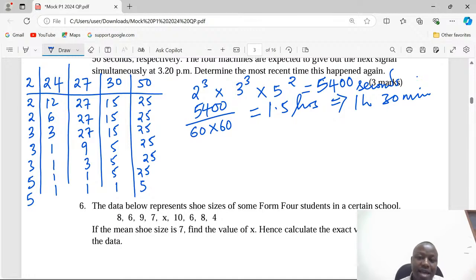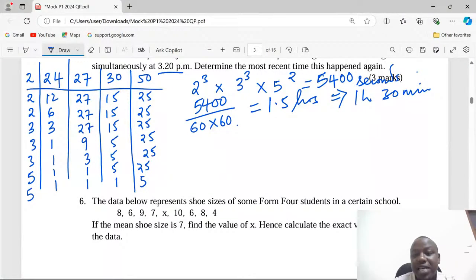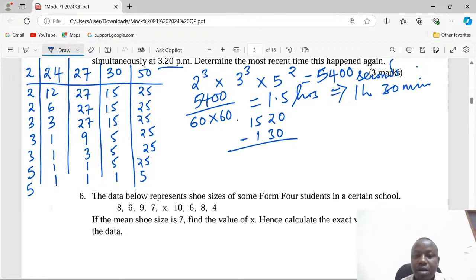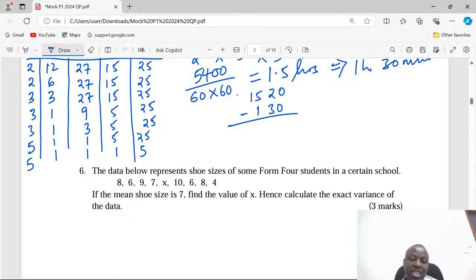So they had given signals together again 1 hour 30 minutes before. So if the expected time is this one, 13:20, we should subtract the time interval so that we may know when this had happened before. 13:20 can be written in the 24-hour clock system as 1520 hours. So when we subtract 1 hour 30 minutes, I'll be talking of 20 minutes minus 30 minutes, which is impossible.